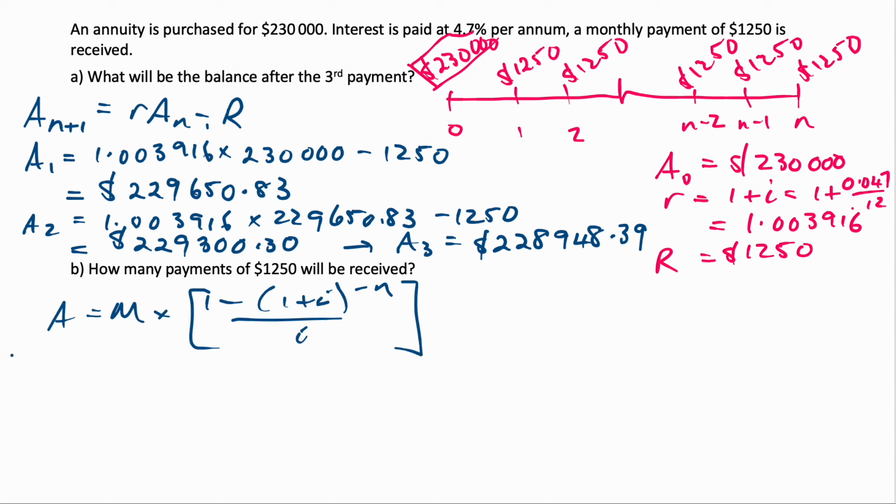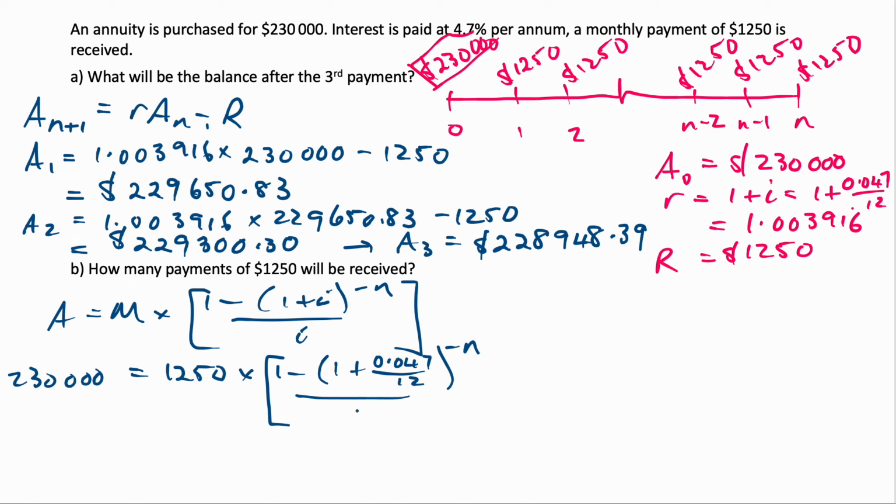We'll put in what we know. Our A is 230,000. Our M is 1,250. And our I is the same as the I that we used up here. Well, I could put in the 1 plus I, but I'm just going to put it back in original form there, and we've got the negative N, and the I here again is that.